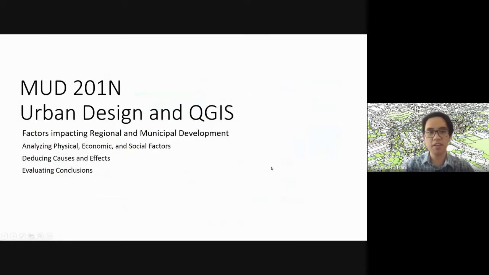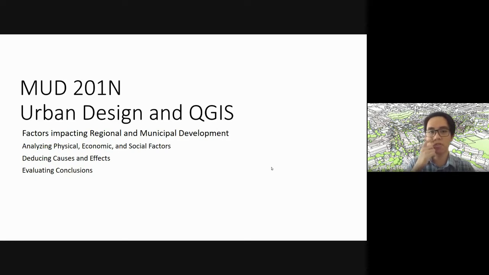Presentation over here. So factors impacting regional and municipal development. Technically speaking, this is more urban planning level as of now, but we're still being introduced to QGIS, and these are sort of the simpler methods, or what they call applications of QGIS. We'll be looking at how to analyze the physical, economic, and social factors as discussed in the previous videos.